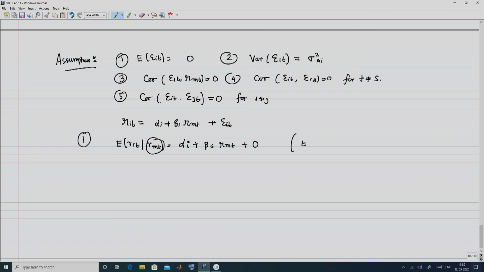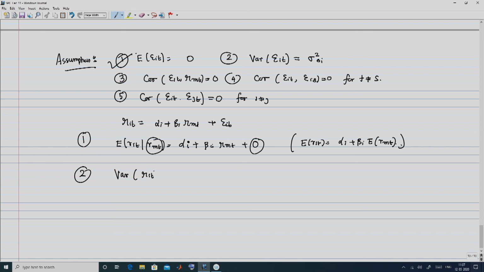And if I just take the expected value of R_IT, of course I will have to write this as alpha_I plus beta_I times the expected value of R_MT. And this expected value is 0 by my first assumption. Alright, so next let us come back to the second moment.